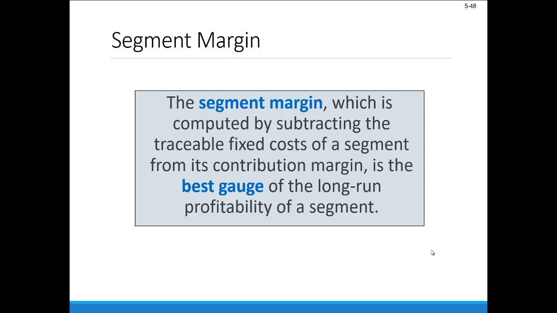Now for our purposes, we're going to say that the segment margin is the best indicator or gauge of long-run potential profitability of the segment. And for our purposes, we'll assume that any segment margin at or above zero is a quote-unquote good thing, that a segment is only unprofitable if their segment margin is below zero.